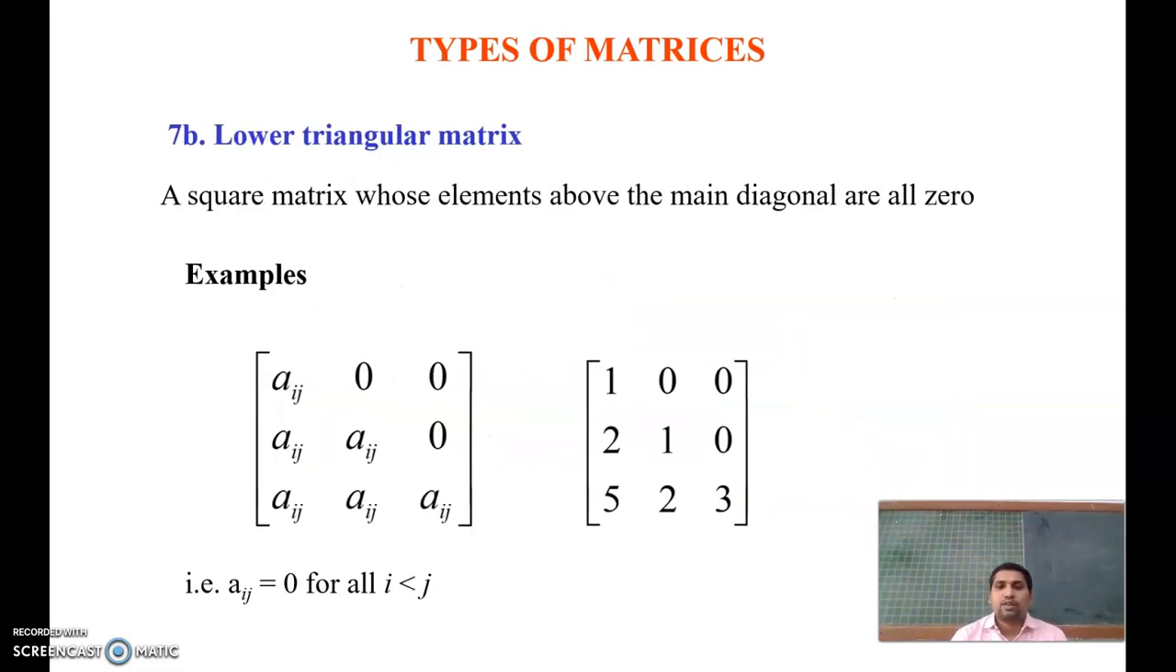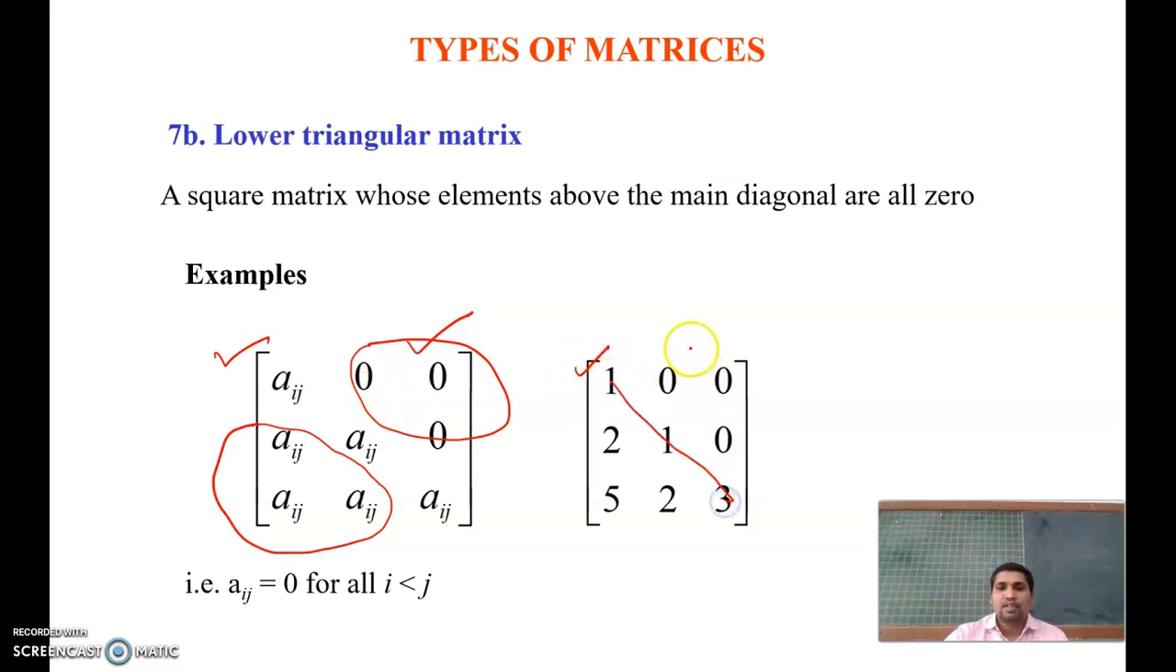Now next, the lower triangular matrix. This is the opposite of the upper triangular matrix, a square matrix whose elements above the main diagonal are all 0. So you can see here in this example, in a lower triangular matrix, the lower elements are present and the elements above the diagonal are 0. Okay, similarly in this example, these are the diagonal elements. The upper elements of the diagonal are 0, and the below or lower elements are present. So these are examples of lower triangular matrices.